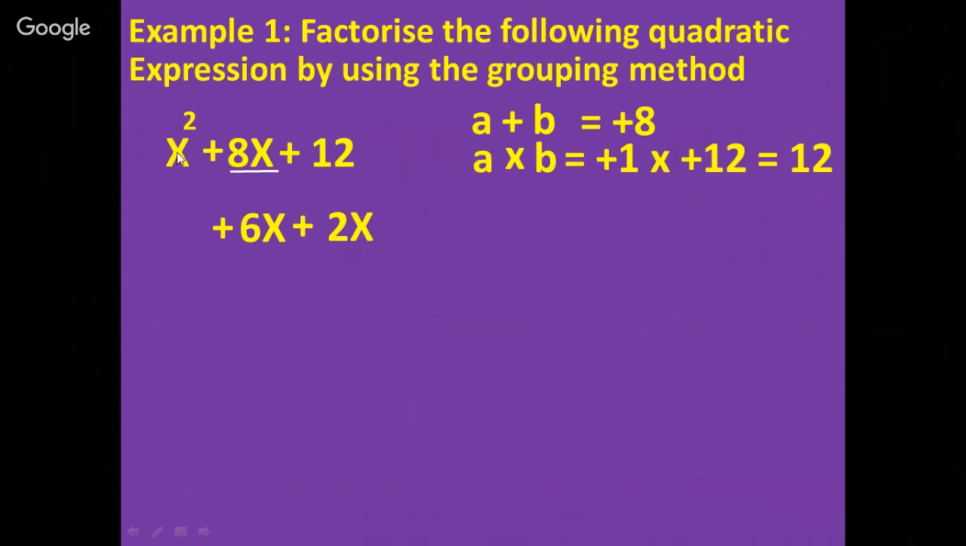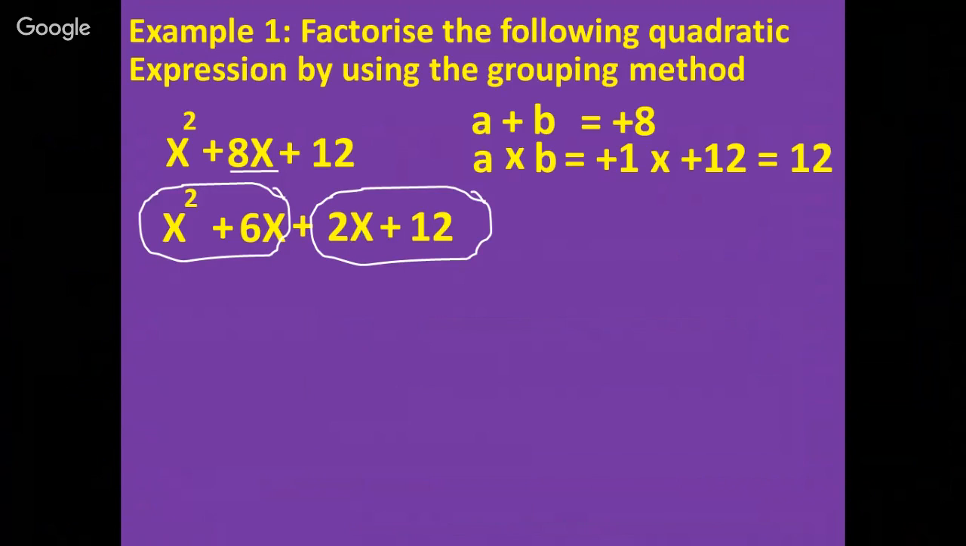Now let's write the remaining terms, x squared and then plus 12. So now we have four terms, 1, 2, 3, 4, and we can group these first two terms and these last two terms. So let's group them. Now we have two groups, and due to this grouping, this method is called the grouping method.